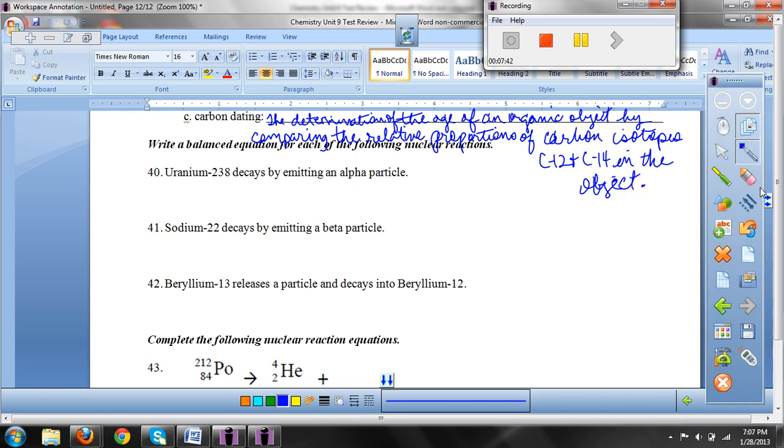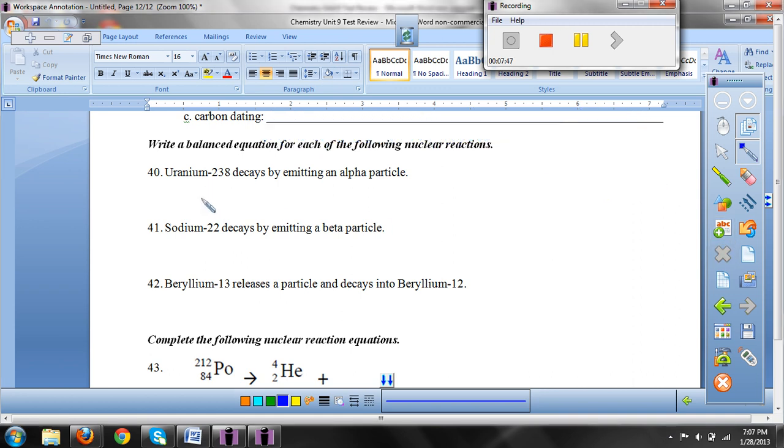All right. Clean that up. Okay, U-238. I'm going to put a 238 there because that's the mass number. That's what that tells me. I look up uranium on the periodic table. It's number 92. It's going to emit an alpha particle. An alpha particle is a helium nucleus.